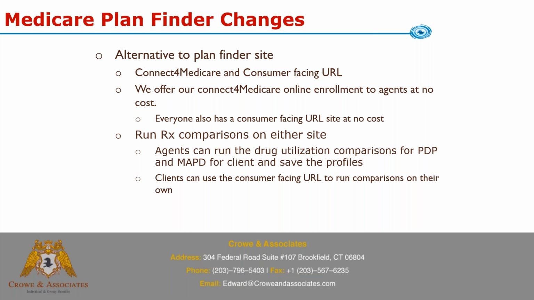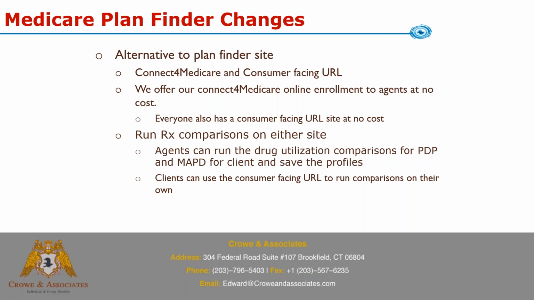They also, if you have a Connect for Medicare account, you also have a consumer-facing URL site at no cost, CMS approved URL that your consumer can go on and do the exact same thing. You can run RX comparisons just like on the CMS site, on either site, your Connect for Medicare account, which is your online enrollment, or you can run them on the consumer-facing URL. Either way, you can run them.